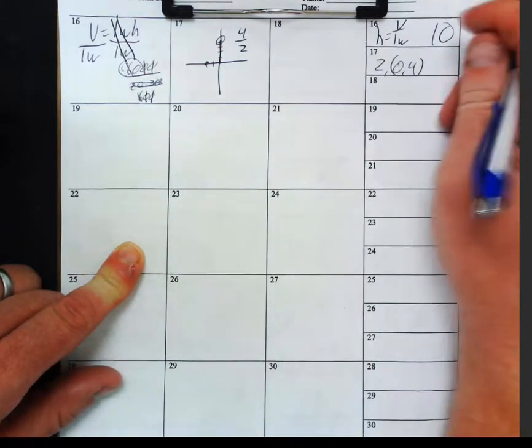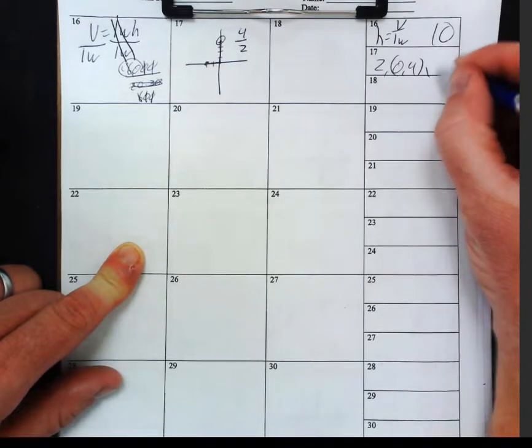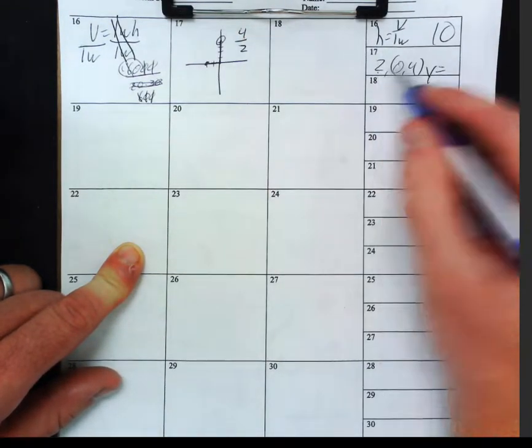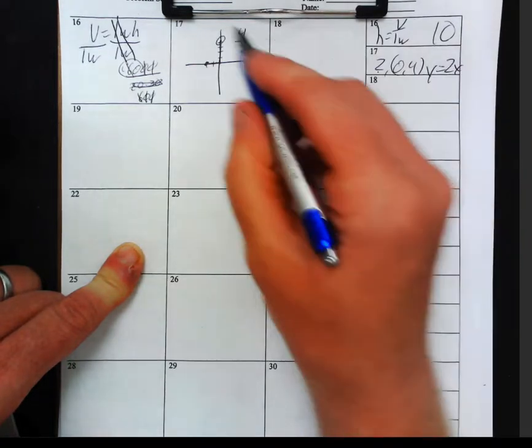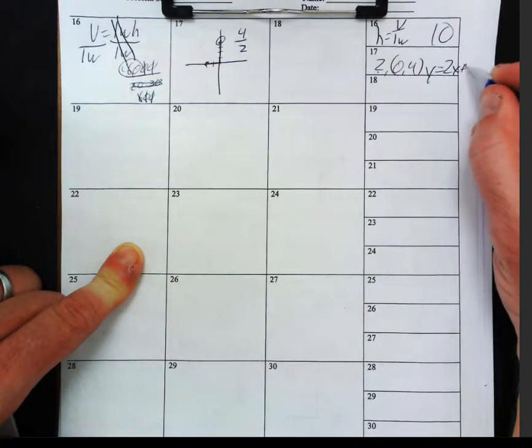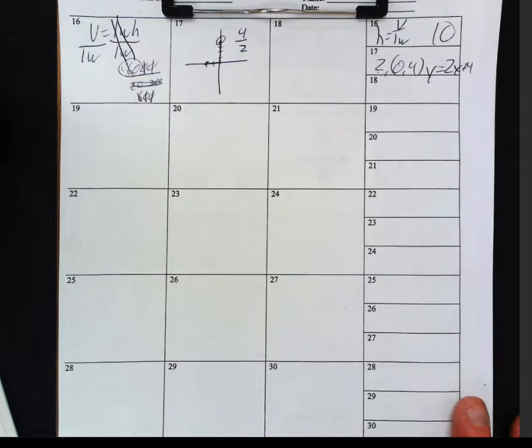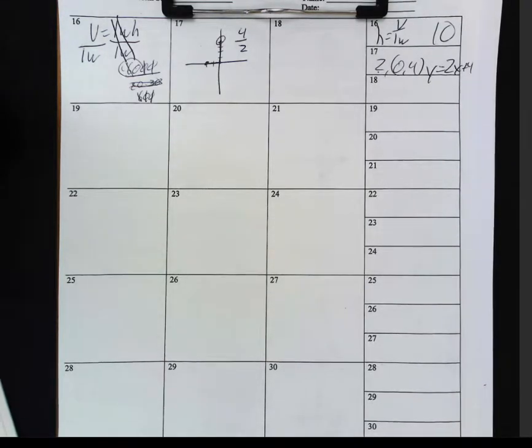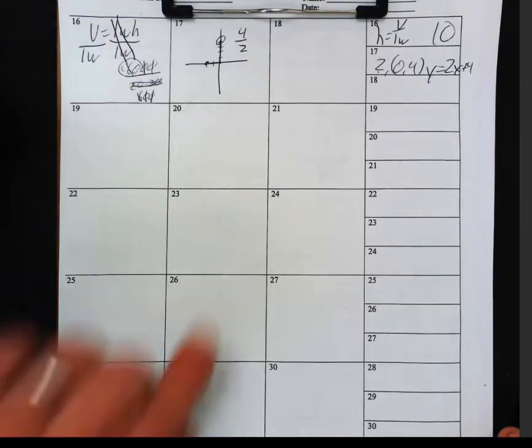C says, now write your equation. You got it. Y equals, what was my slope? 2. So it's 2x. Where does it cross? At positive 4. So y equals 2x plus 4. Taking Wednesday's lesson and kind of working it backwards. 18. Write these equations in slope-intercept form.